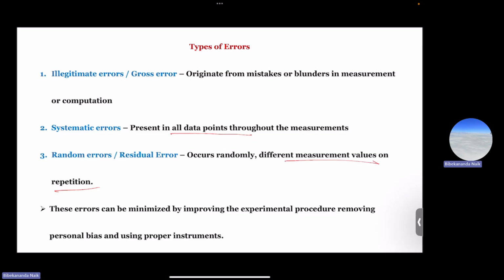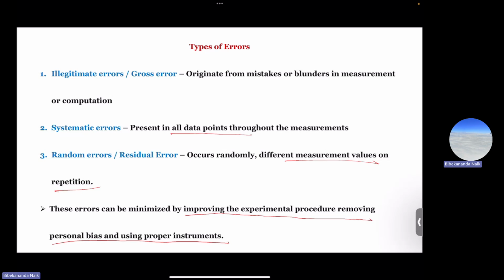So these are the errors that result in different readings when we are measuring something. So how to minimize the errors? By improving the experimental procedure, removing personal bias, and using proper instruments. So using proper instruments and doing the experiment correctly are the ways to minimize the errors.